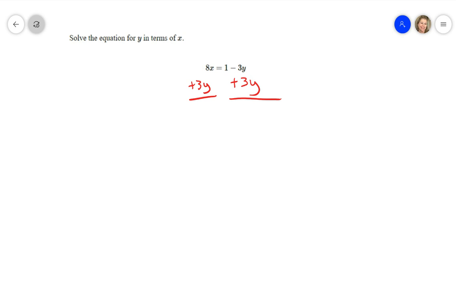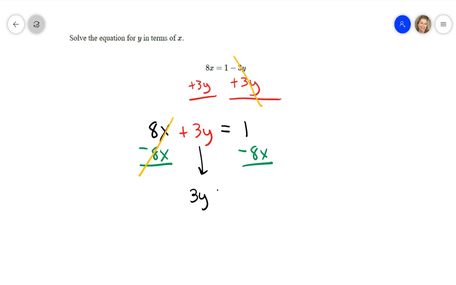Now what will happen is the minus 3y and the plus 3y cancel out over there. And now what I'm going to have is the 8x plus the 3y, because they are not like terms, equals the 1. All right, I got a positive 3y. I just want the y. So the next thing on my hit list is the 8x. I do not want the 8x on the left side with the y. So if I have an 8x, I would need to subtract an 8x to cancel it out. And then that's just going to leave me with 3y all by itself.